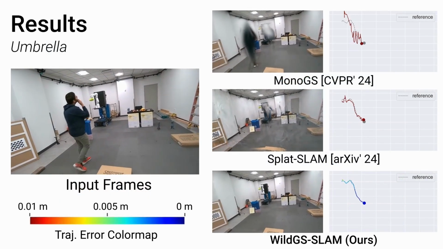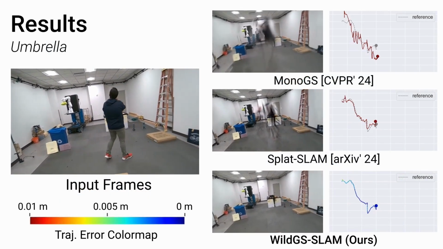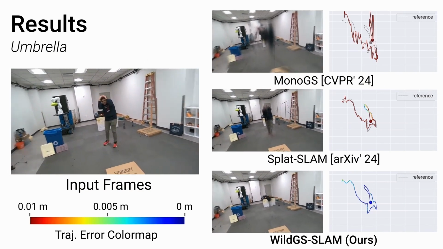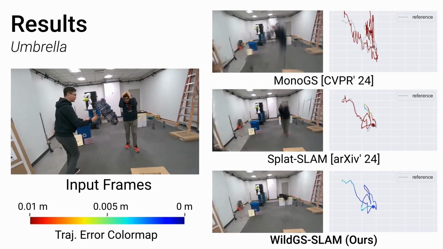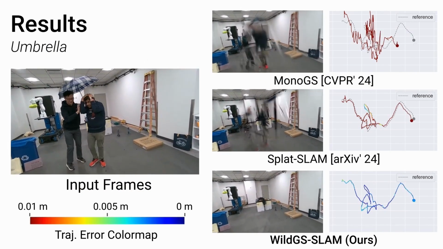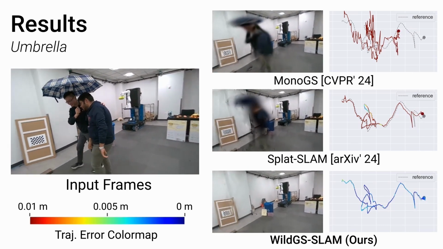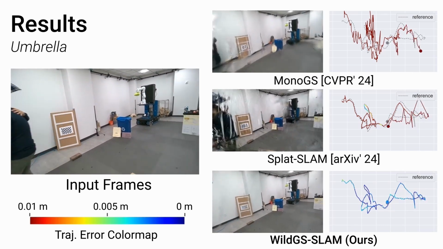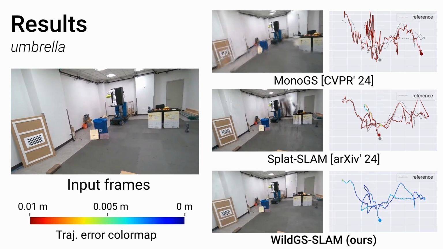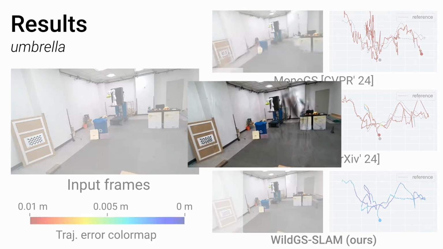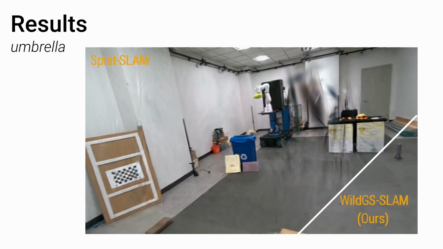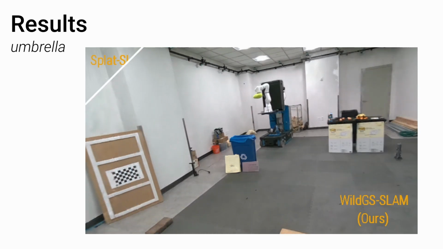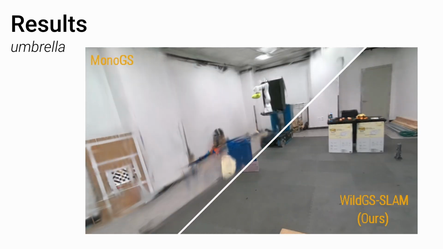Here, we present the comparison results for the umbrella sequence from the WildSLAM Mocap dataset. We compare our method against MonoGS and Splat-SLAM. Both baseline methods exhibit significant tracking errors as shown in the trajectory plot. Moreover, they suffer from blurry rendering artifacts, primarily because they do not explicitly account for dynamic environments.